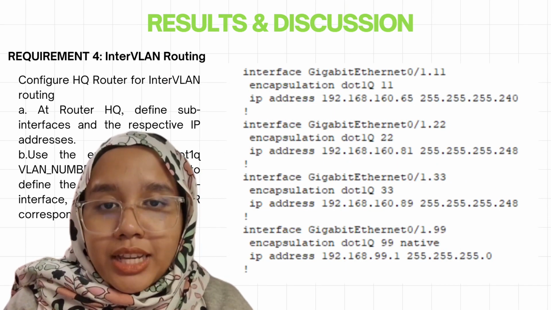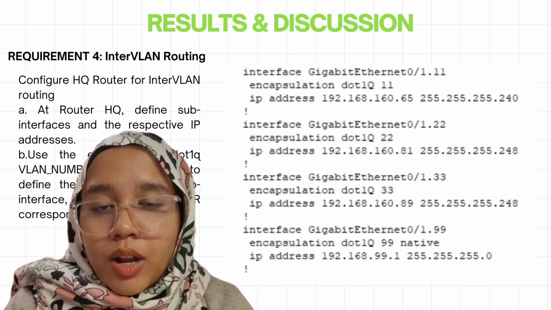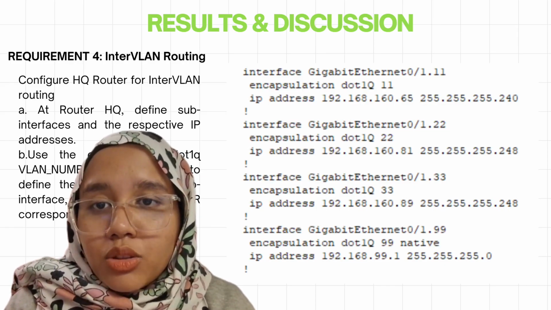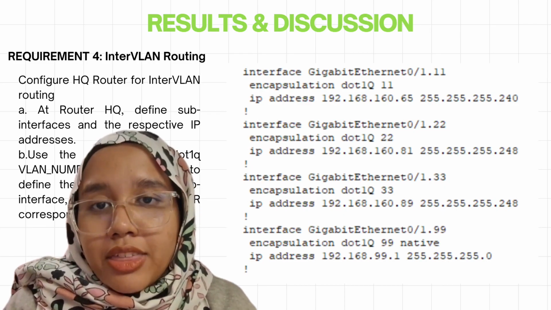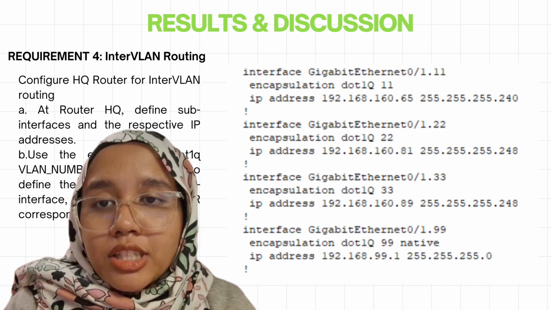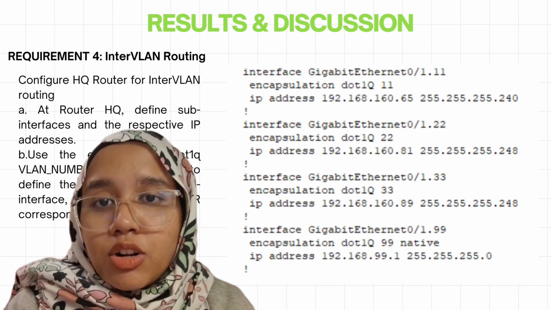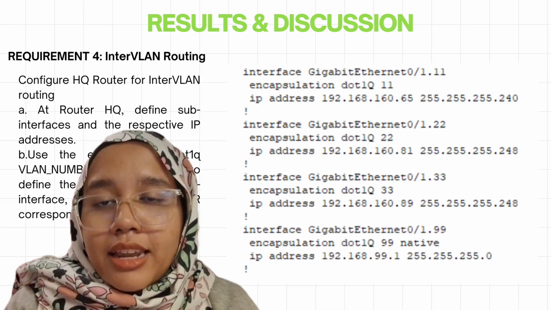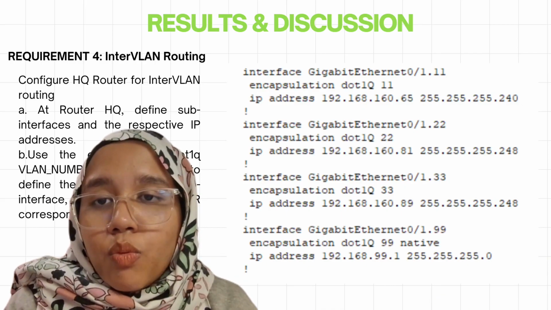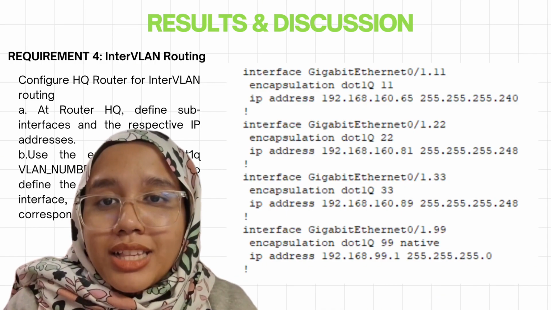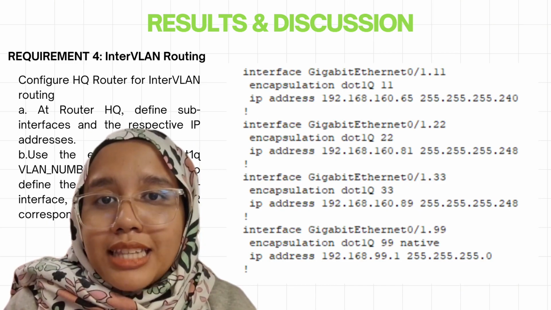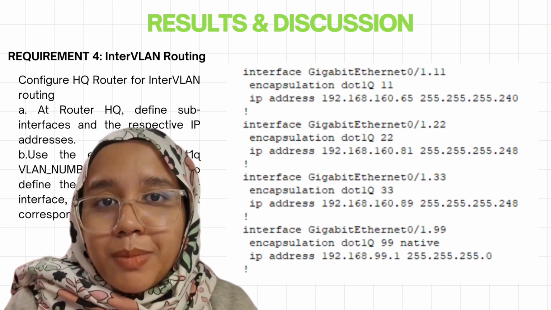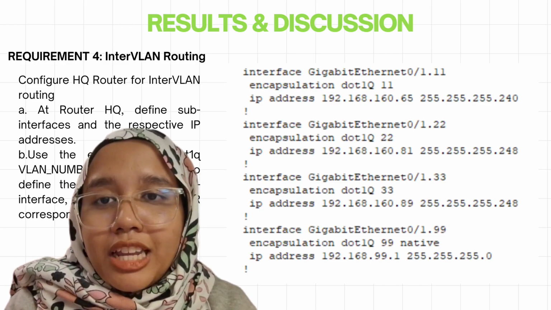There are 4 sub-interfaces, which are GigabitEthernet 0/1.11 with IP address 192.168.160.95 for the red VLAN network, GigabitEthernet 0/1.22 with IP address 192.168.160.81 for orange VLAN, GigabitEthernet 0/1.33 with IP address 192.168.160.89 for the blue VLAN, and lastly, for the native trunk, GigabitEthernet 0/1.99 with IP address 192.168.99.1. All of the interfaces have been encapsulated with the respective VLAN ID according to the VLAN network.